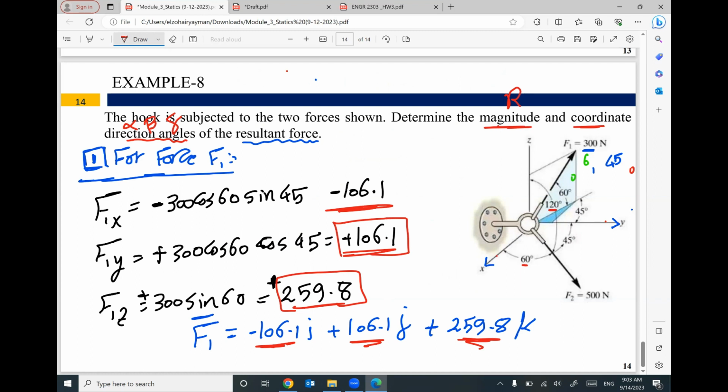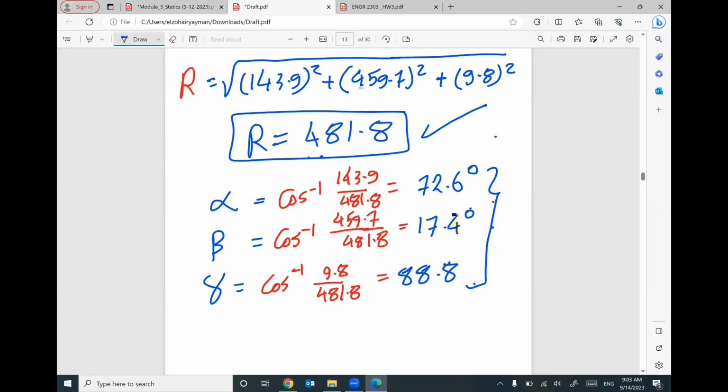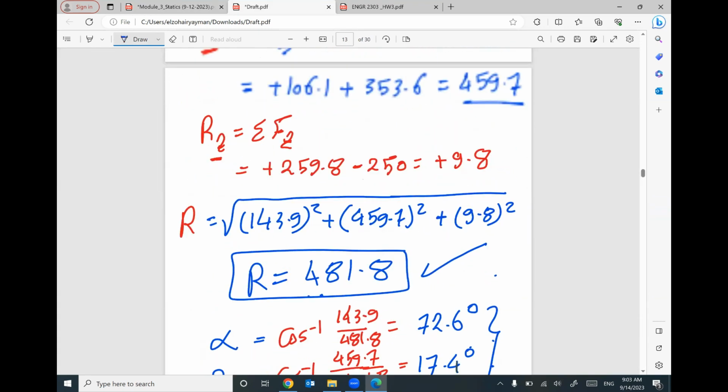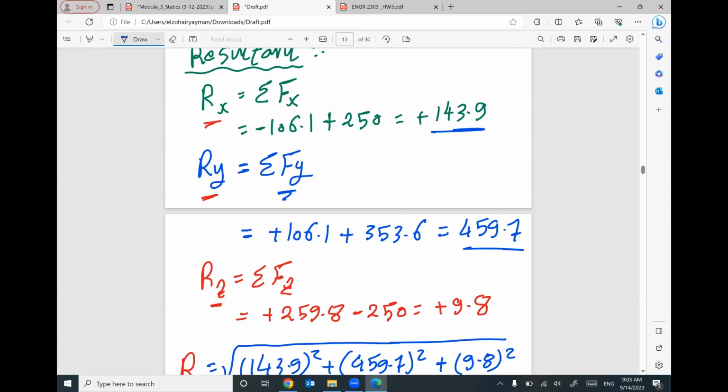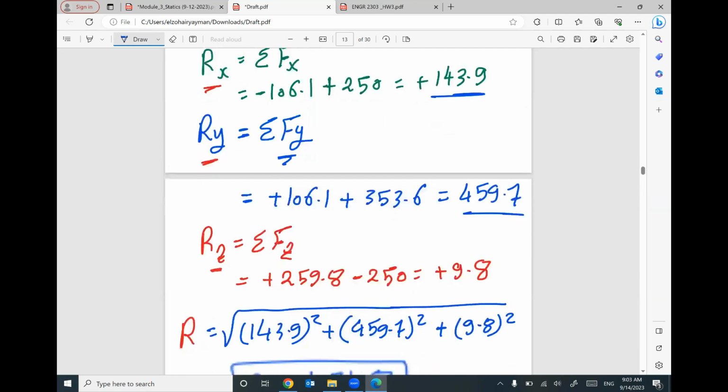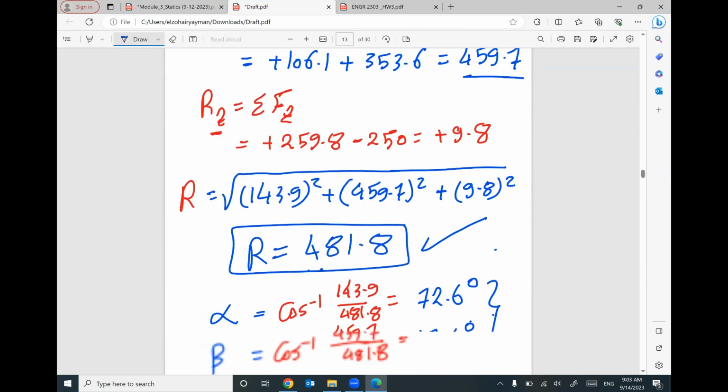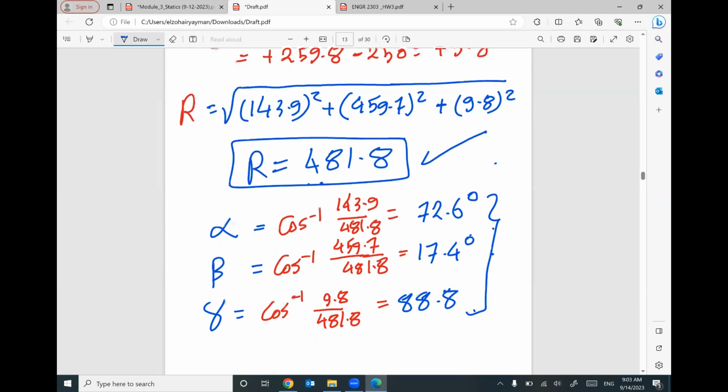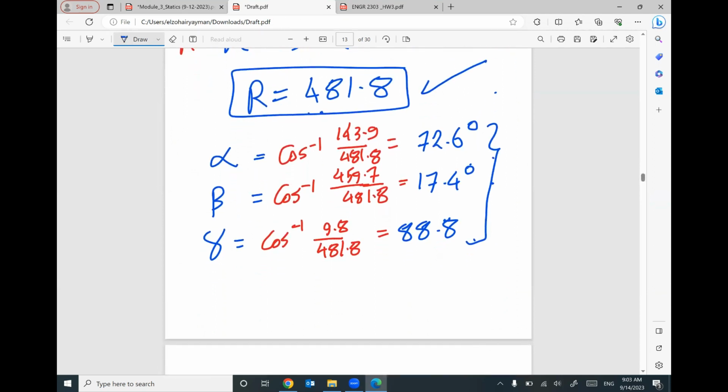This is a typical problem in module number 3. We are given forces in 3 dimensions. We need to break these forces into 3 components. Each force is broken into 3 components. Then I can figure out the components of your resultant in X, Y, and Z. I can figure out the value of the resultant. I can figure out the angles of the resultant force.